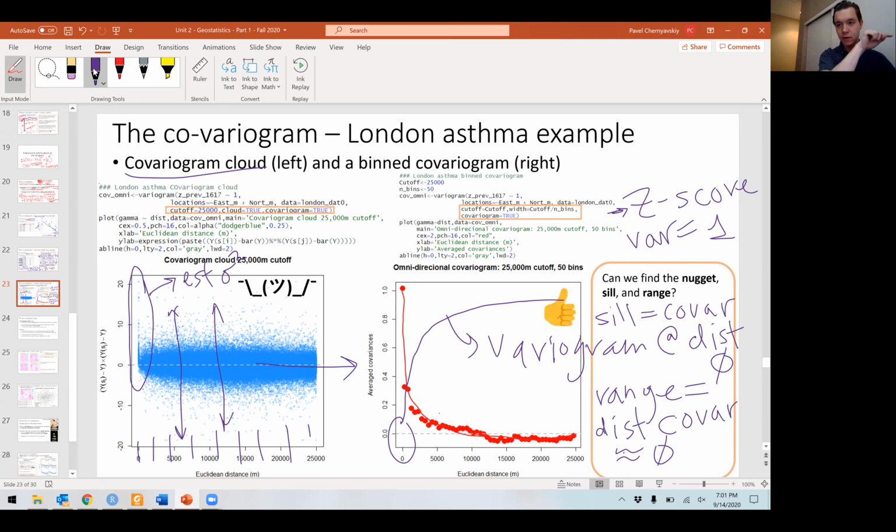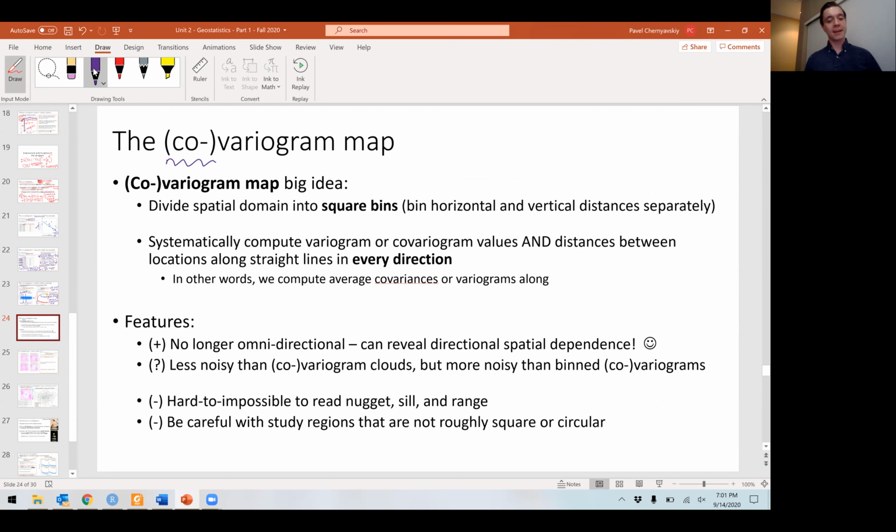All right, the next step is the variogram map or the covariogram map. At this point, I am referring to them interchangeably because in the code, it's just setting covariogram equals true. Conceptually, variograms track differences in data as a function of distance. Covariograms track covariances in data as a function of distance. I actually think covariograms are far more intuitive, but variograms are more frequently used in the literature, I think for historic reasons.